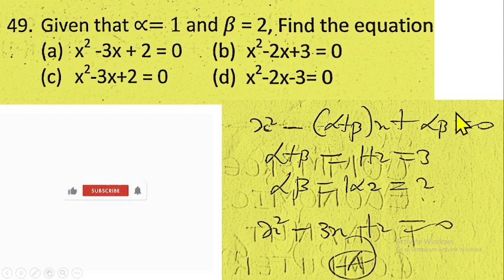If you put that into this template, you have s squared minus 3, because alpha plus beta is 3, multiplied by s, that gives us 3s. Then alpha beta is plus 2, equals 0. So if you look at the options provided, option A is the correct option for question number 49.